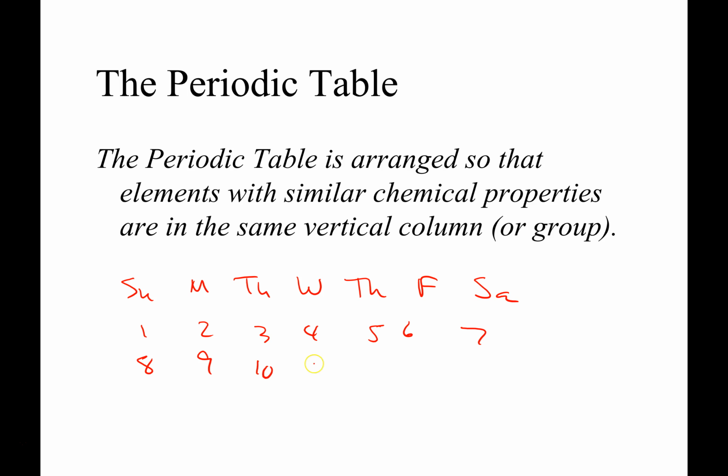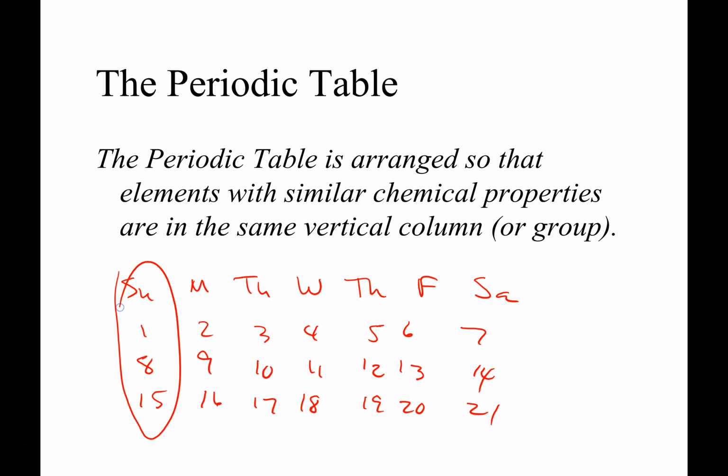8, 9, 10, 11, 12, 13, 14, and then we do it yet again. 15, 16, 17, 18, 19, 20, 21. Okay? So again, I could ask you, Sundays have something in common to you? Fridays have something in common to all of us? Wednesdays, hump day. Okay? Our lives are periodic, and so are the elements, and that's why the periodic table was set up as it is.